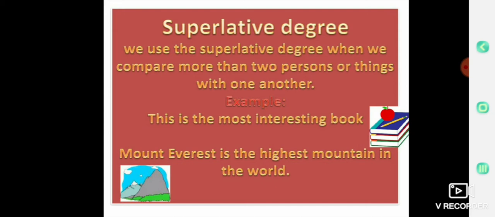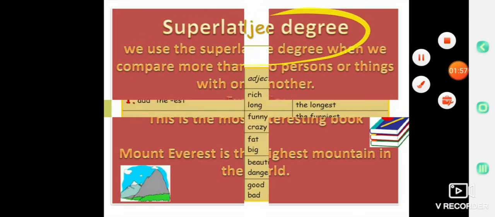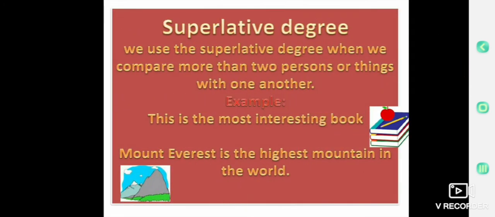Now the third degree is superlative degree. Children, when we are describing only one person, we use positive degree, and when we are describing two persons, we use comparative degree. But when we want to compare three or more things, which degree will we use? The question is which degree we will use. We will use superlative degree, if we want to compare more than two persons or things with one another.